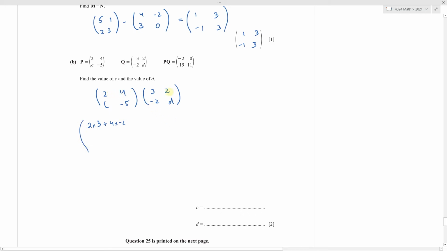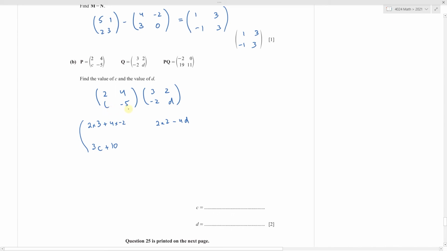And then first row multiplied by second column to get the value here in the first row and second column. So 2 times 2 minus 4 times D, which is 4D. And then second row, first column, C times 3, so 3C plus minus 5 times minus 2, which is plus 10, so plus 10.